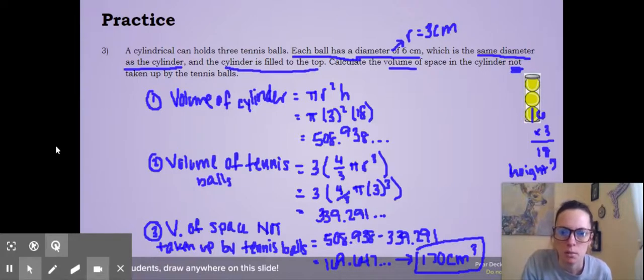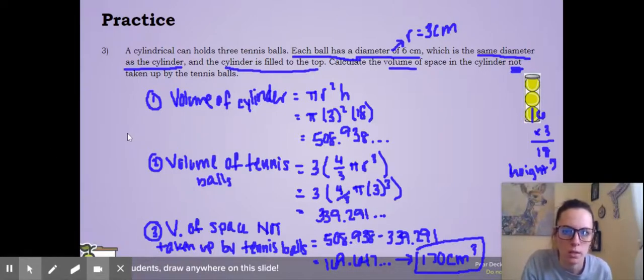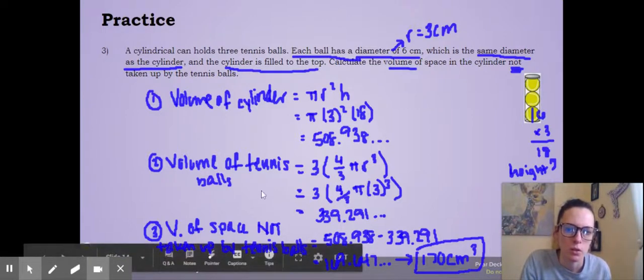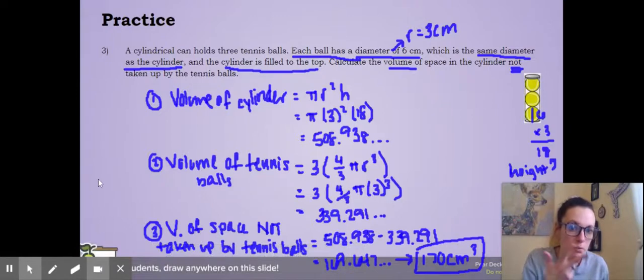All right, so this practice problem has a lot going on. So what I suggest to do first is find the volume of the whole cylinder, then find the volume of the tennis balls. Remember, there's 3 of them, so you're taking the volume of a sphere and multiplying it by 3, and then subtracting those. So that'll give you the empty space around the tennis balls inside that container. So I hope that all makes sense for distance, area, and volume in 3 dimensions.